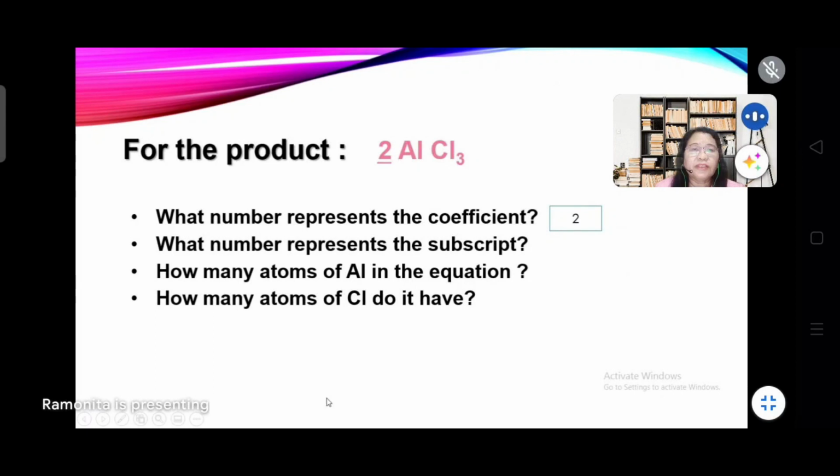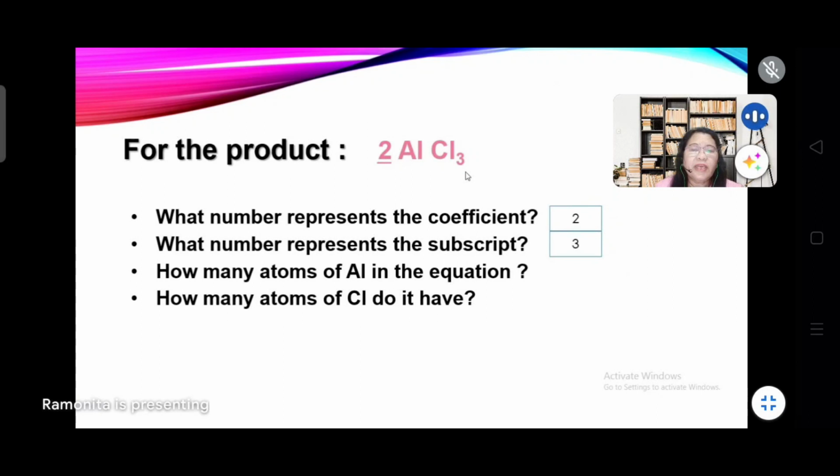As you can see here, the 2 is a whole number that is in front of or before a chemical formula. Next, what number represents the subscript? Okay, very good. It is 3. The 3 is at the right side of the chlorine. The 3 here indicates the number of atoms of the preceding element.